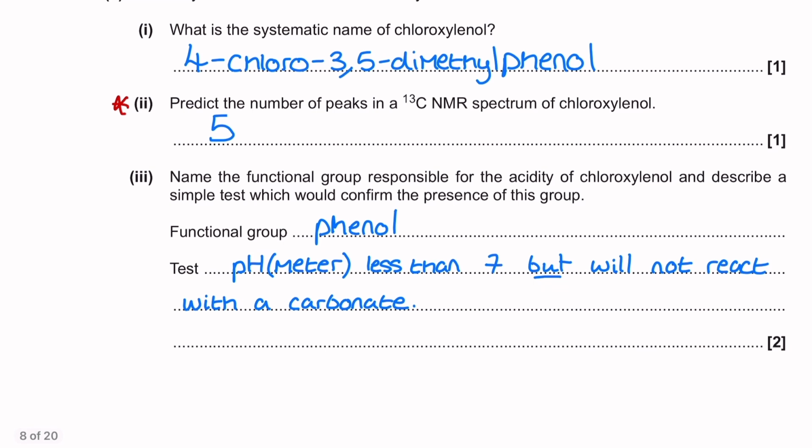Next up, name the functional group responsible for the acidity of chloroxylenol and describe a simple chemical test which would confirm the presence of this group. I think this is a really weird question, because there is actually a chemical test that you can use which isn't on your A-level for this, and it is mentioned in the mark scheme, but I'm going to stick to the mark scheme one because you would have to use your specification knowledge to answer this question, so I want to show you where that does link to your spec.